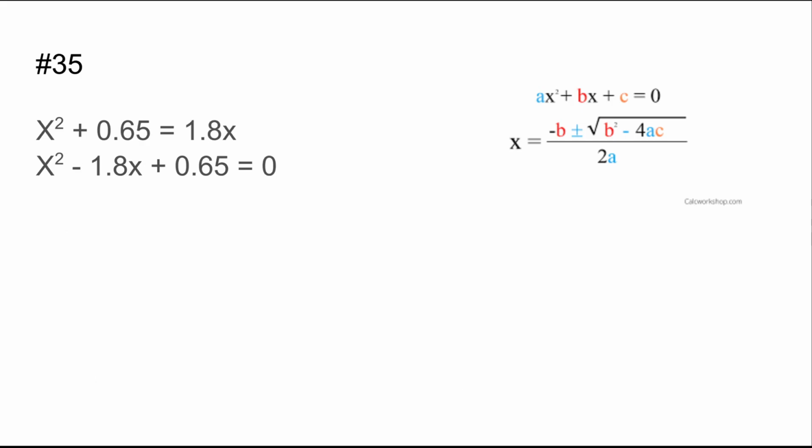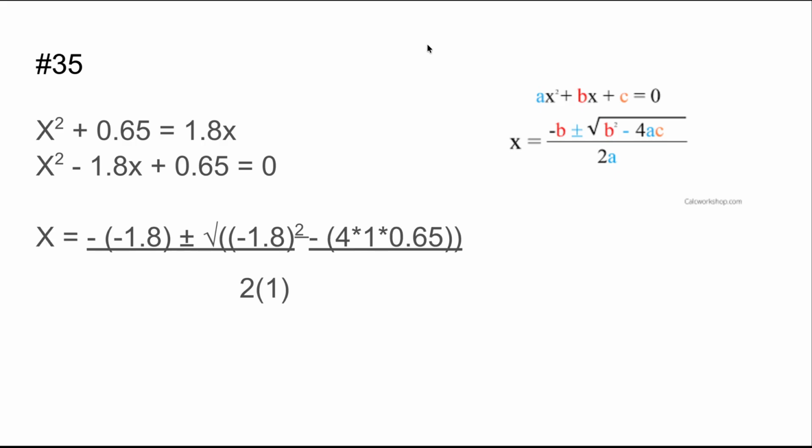Last one. Okay, we have the same thing. Everything's in a little strange order. So we need to move this 1.8x to the left. And when we do that, it's positive, so it will change to a negative. And then we'll say equals 0. And then we will solve this one.